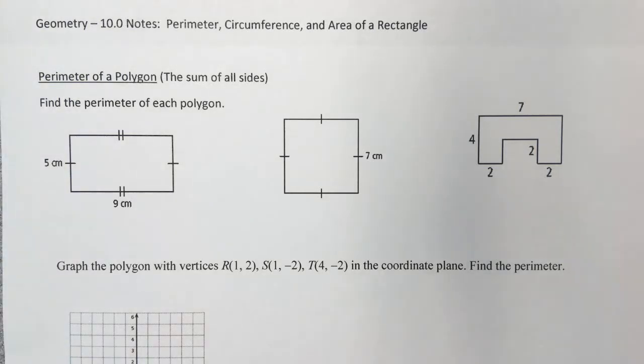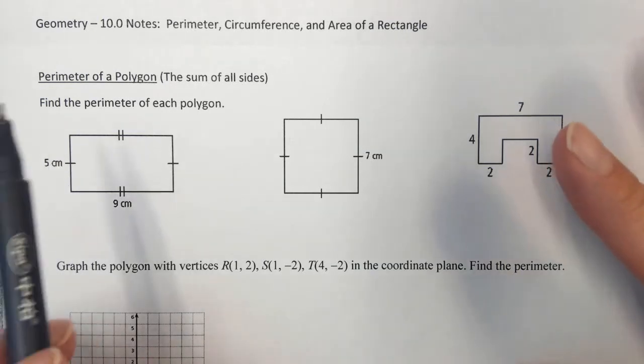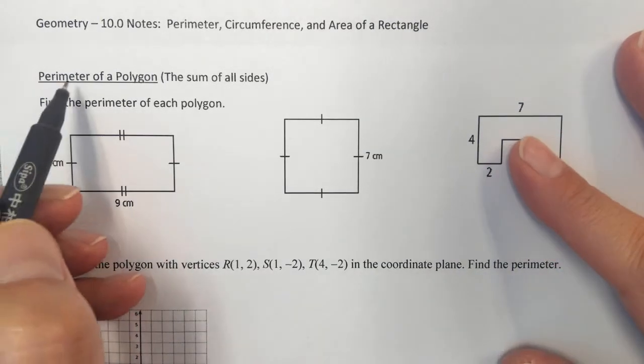Okay, the preamble to Unit 10 is reviewing some formulas and concepts that you've seen in middle school that need a little bit of review. So we should be able to go through this pretty quickly. The perimeter means the measure around.